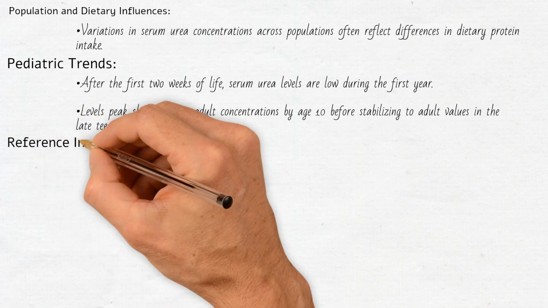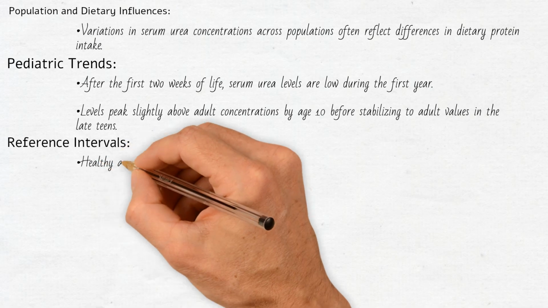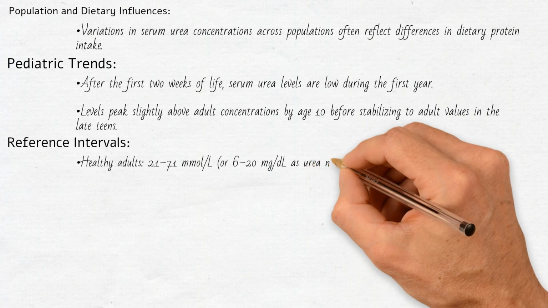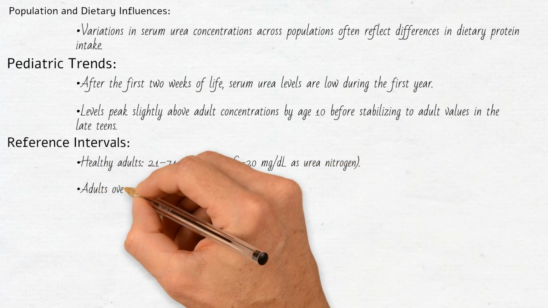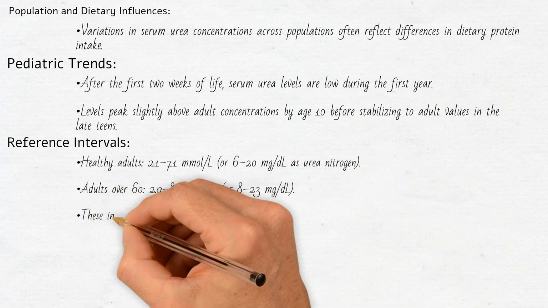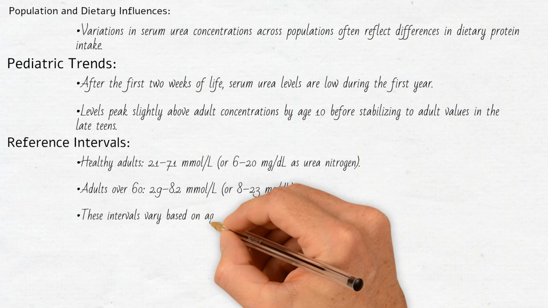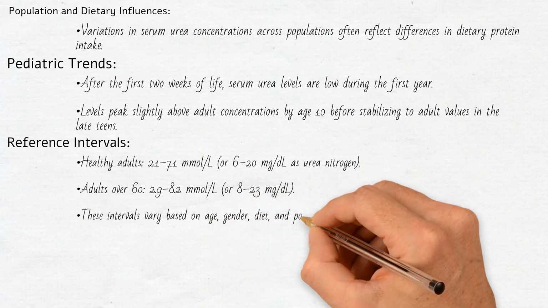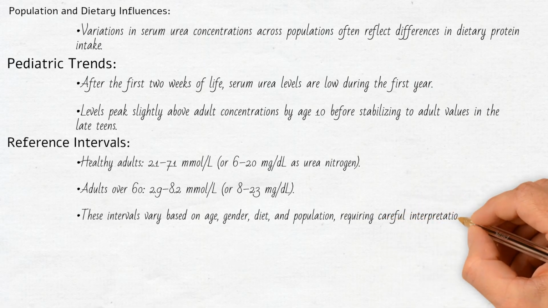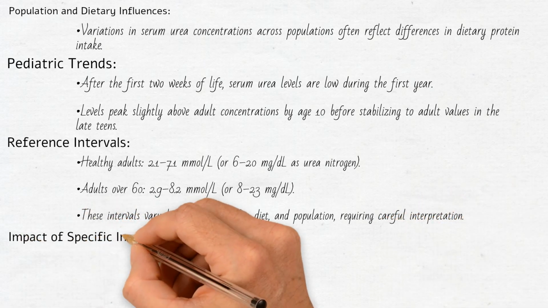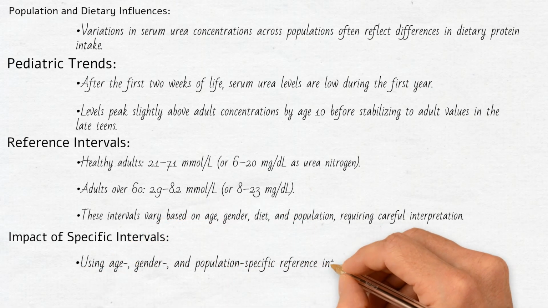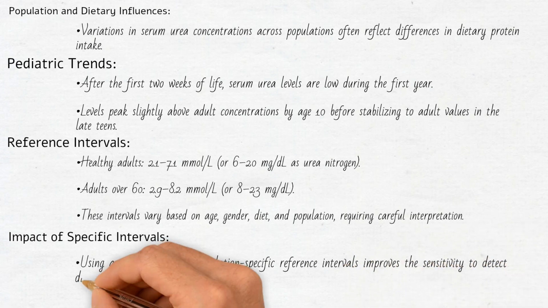Reference intervals. Healthy adults, 2.1 to 7.1 millimoles per liter, or 6 to 20 milligrams per deciliter as urea nitrogen. Adults over 60, 2.9 to 8.2 millimoles per liter, or 8 to 23 milligrams per deciliter. These intervals vary based on age, gender, diet, and population, requiring careful interpretation. Impact of specific intervals. Using age, gender, and population-specific reference intervals improves the sensitivity to detect disease-related changes in serum urea.